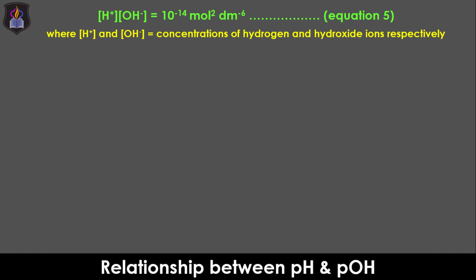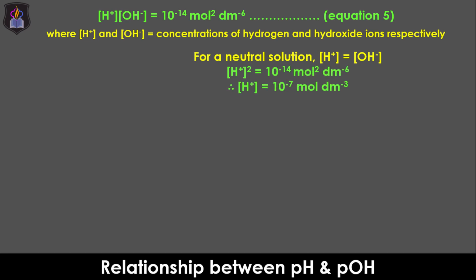For a neutral solution like water, its hydrogen ion concentration equals its hydroxide ion concentration. This implies that the square of the hydrogen ion concentration equals 10 raised to the power minus 14, and the hydrogen ion concentration equals 10 raised to the power minus 7 moles per dm cube. This means that in a neutral solution, the hydrogen and hydroxide ion concentrations equal 10 raised to the power minus 7 moles per dm cube each.